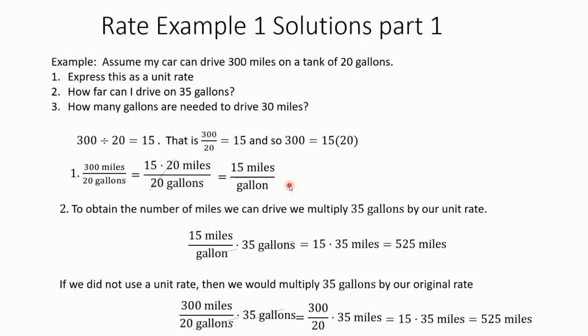Does that make sense? Actually, let me ask this. Are there any questions so far? Yeah? Can you explain the first line? The first line is basically the work I did to get from 300 miles over 20 gallons to this, how I factored the numerator. Because 300 is equal to 15 times 20, and that's what this is showing. You just divide.